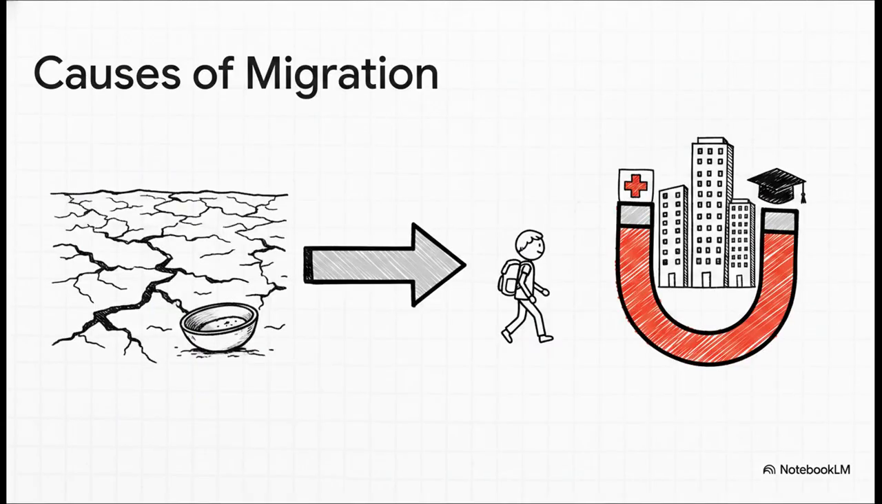In economics, we always look at this through the lens of push and pull factors. People are pushed out of their villages by natural disasters, absolute poverty, and literally zero employment. But at the same exact time, they are pulled toward the cities by the promise of better urban jobs, superior healthcare, and actual schools for their kids.